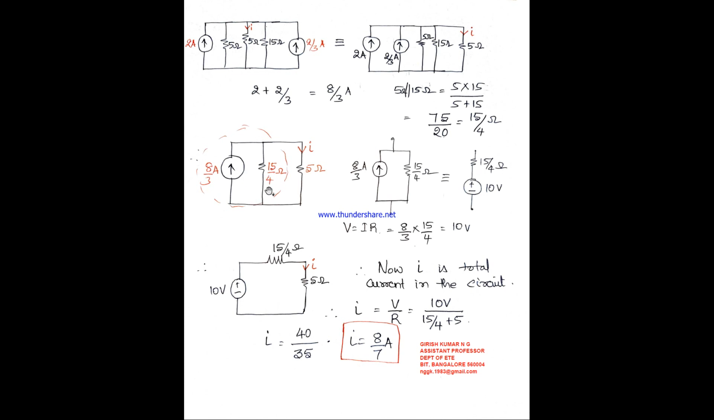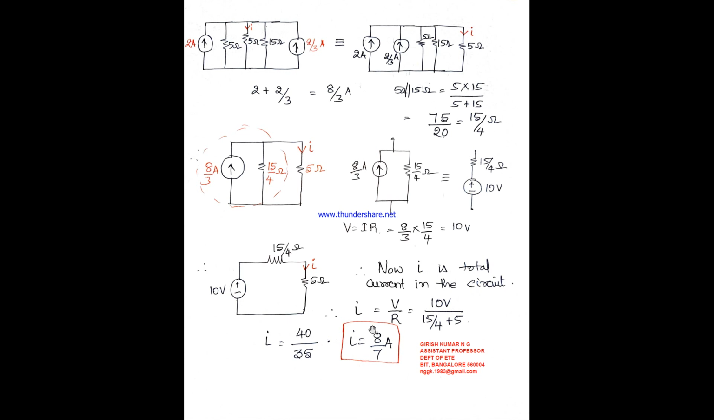So here 8 by 3 amps in parallel with 15 by 4 ohms can be converted into a voltage source in series with the resistance. Okay, so when I apply V equals I into R, I'll get 10 volts. So 10 volts is the source, and 15 by 4 ohms remains the same. So this parallel network is replaced with this series network, and this is the circuit which you get. 10 volts in series with 15 by 4 ohms and in series with 5 ohms. Now what would be the current I? I is nothing but the total current flowing through this loop. Because it is a series network, in a series network current remains constant. Therefore current I is the total current flowing through this particular loop. So what is the total current I in this loop?